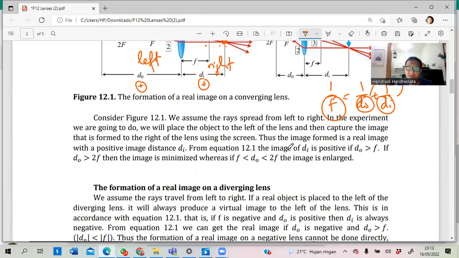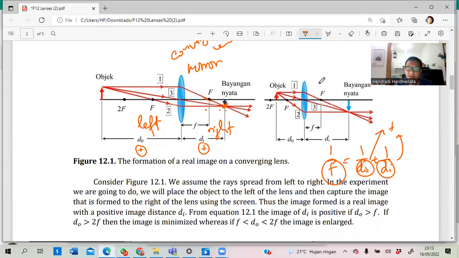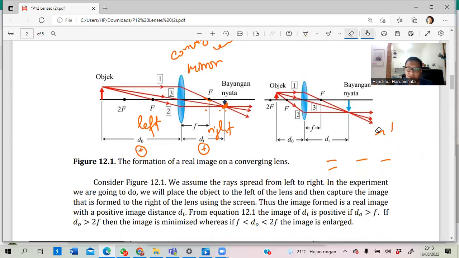So consider the figure here. We assume the rays go from the left to the right, which is usually the case for such problems. We assume the light comes from the left, though not always.